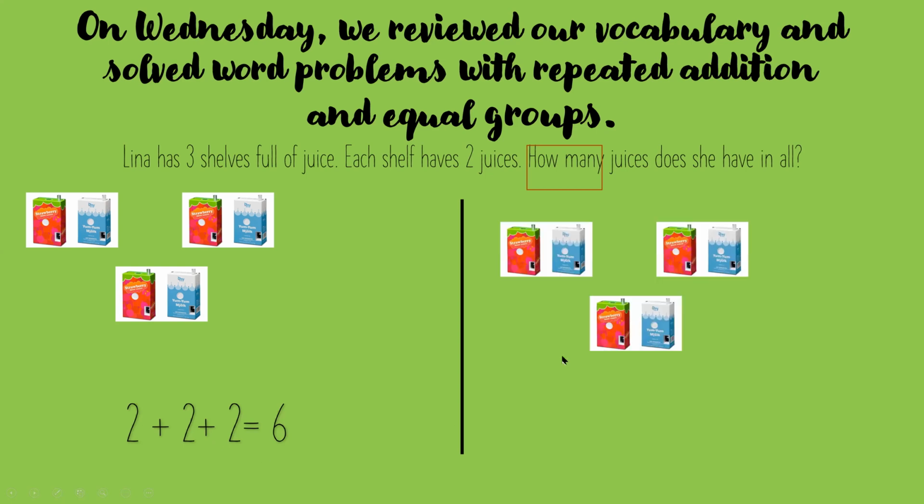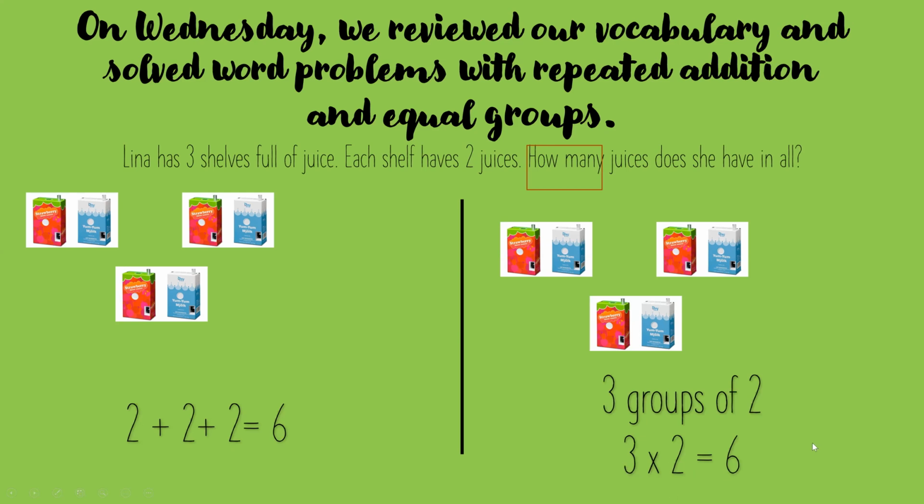Now, let's do an equal group number sentence. We have 3 groups, 1, 2, 3, and in each group we have the same quantity or the same amount of items. We have 2 juice boxes in each group. So now why don't you write an equal group sentence? Amazing. We have 3 groups of 2. 3 times 2 equals 6.